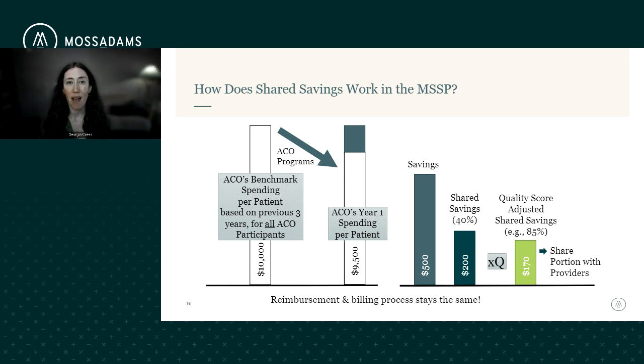If you weren't in the program, Medicare would take that $500 and stick it in their pocket and you'd go on your merry way. But by being in this program, you actually get to share in the savings with them. So you keep 40%, they keep 60%. So you get $200 per patient back at the end of the year. So that's the incentive. And then after your first year in the program, this is modified by your quality score. So let's say you got an 85% quality score. Instead of getting $200, you'd get $170 per patient. And then you, the ACO, share that out to the providers in the ACO to reward and incentivize them.